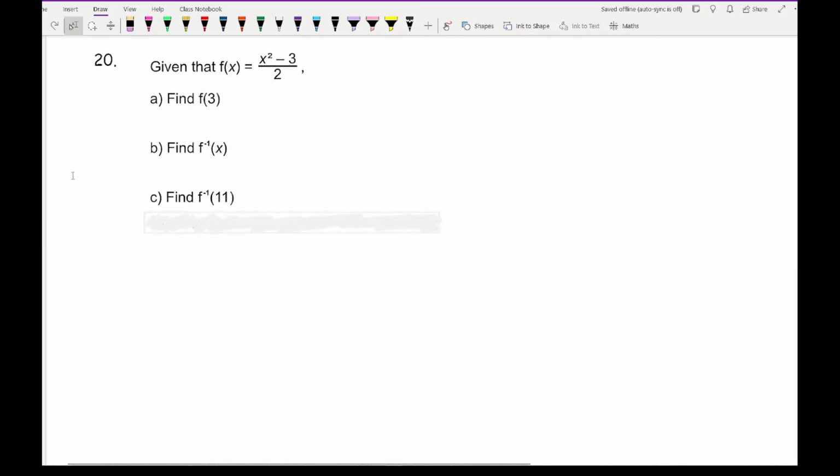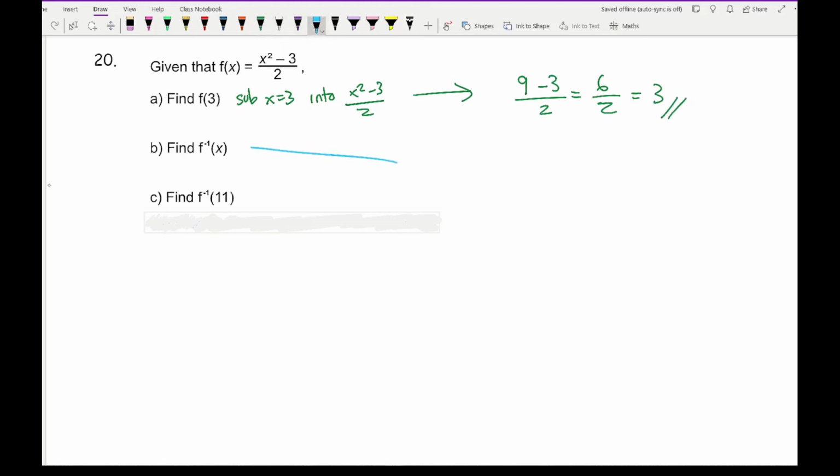Moving on to question 20, it says given that the function f of x is (x squared minus 3) over 2, find f of 3. All I need to do is sub x equals 3 into this. So I end up with (9 minus 3) divided by 2, which is 6 over 2, which is 3. The next question says find the inverse function.